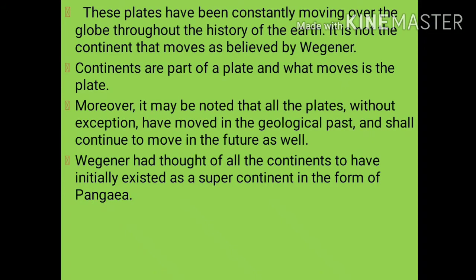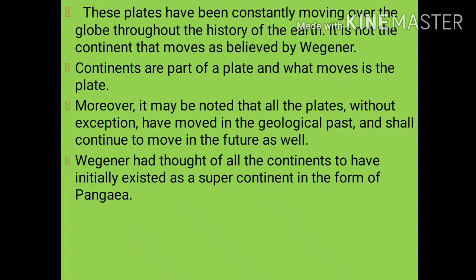Wegener had given his theory named continental drift theory, in which he had explained that continents and land masses are drifting apart from each other, they are moving. But according to plate tectonic theory, it is not the continents or the land masses which are moving, actually it is the plates present inside the Earth's surface that are moving. And moreover, without any exception, these plates have moved in the geological past, that means they have moved in the past and will continue to move in future as well.